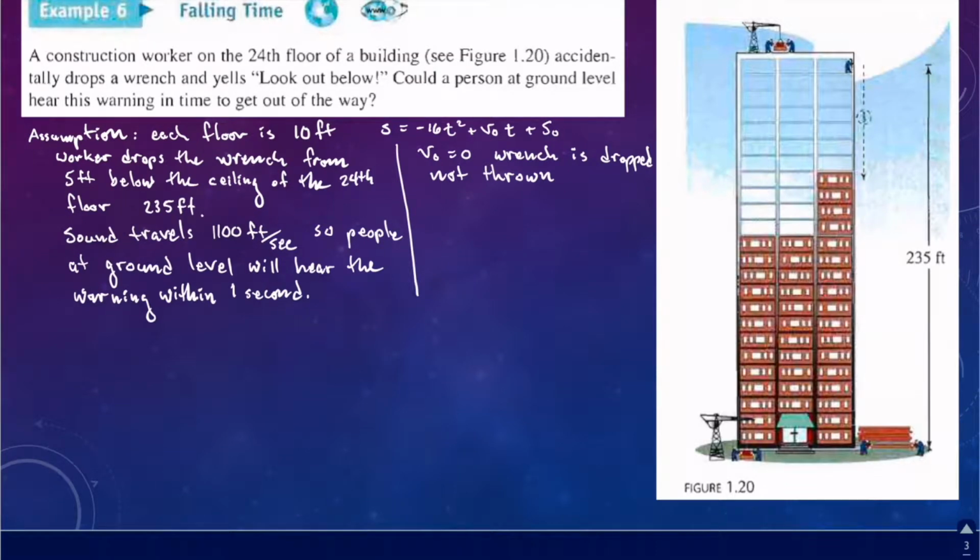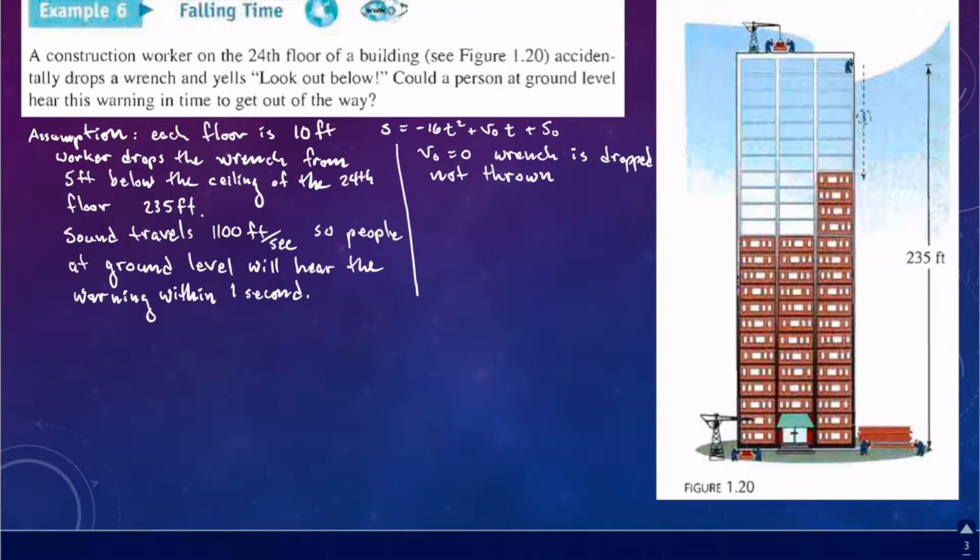In example 6, we have a problem that says a construction worker on the 24th floor of a building, see the picture on the right there, accidentally drops a wrench and yells, "Look out below." Could a person at the ground level hear his warning in time to get out of the way?